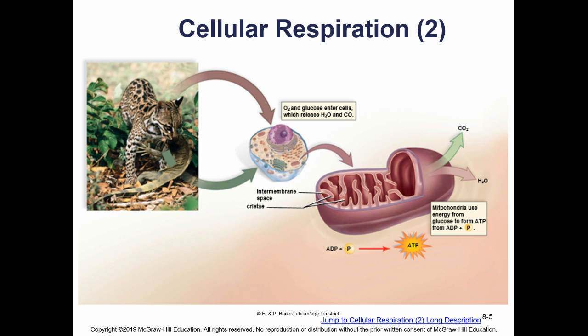So look at cell respiration. Cell respiration is going to occur in the cell. Oxygen and glucose are going to enter. Hydrogen, water, and carbon dioxide are going to be released. It happens in the mitochondria, and both plants and animals have mitochondria. Remember, only plants have chloroplasts, but all living organisms need to have a way to release energy, to convert energy to a usable form, to ATP.